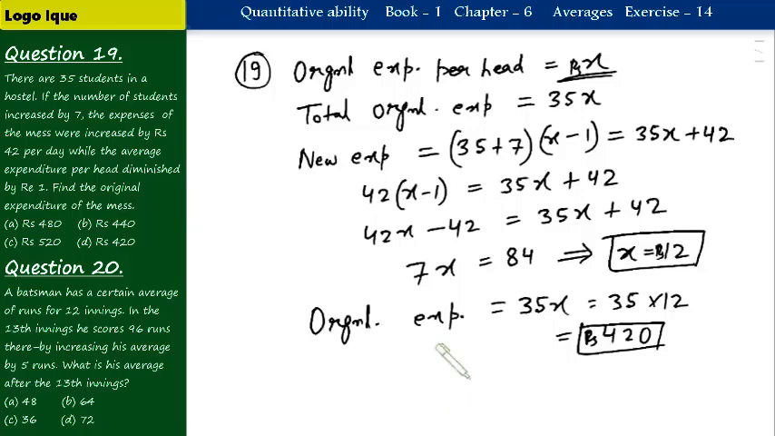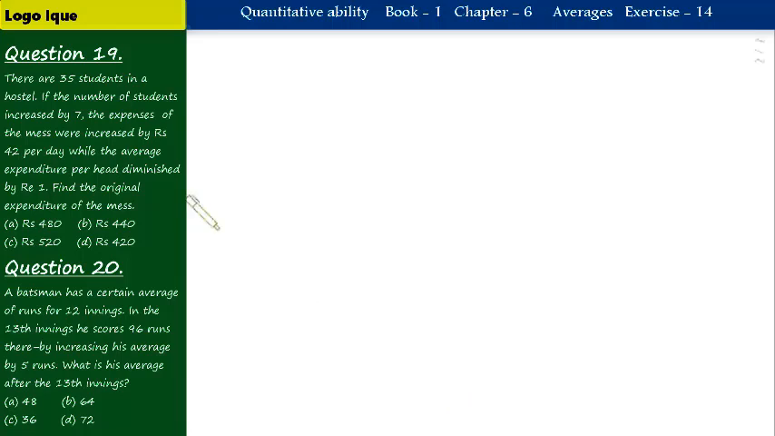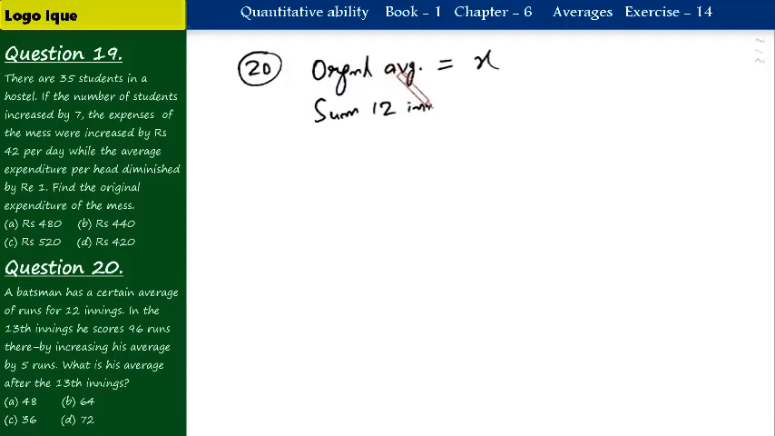Now the next question, question number 20. It says a batsman has a certain average of runs for 12 innings. In the 13th inning, he scores 96 runs, thereby increasing his average by 5 runs. What is the average after the 13th innings? Let's assume that the original average after 12 innings is x. So the original average is equal to x, right? That means the sum of 12 innings should be equal to 12x.